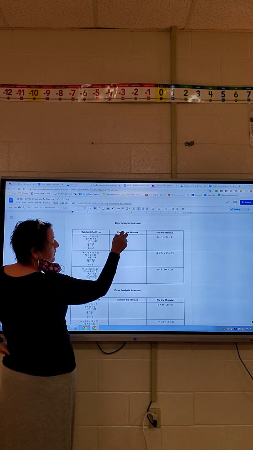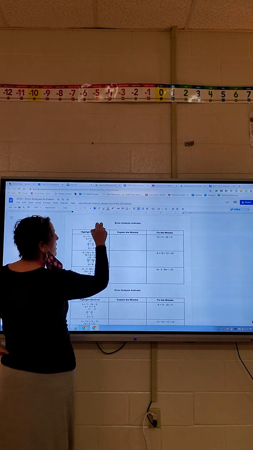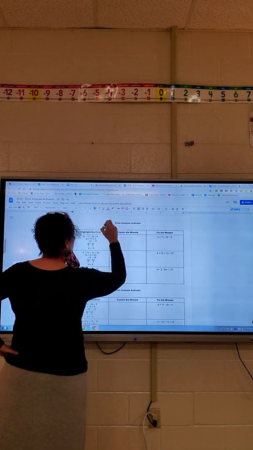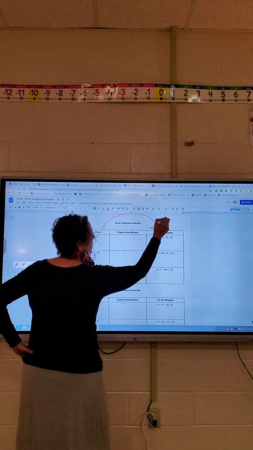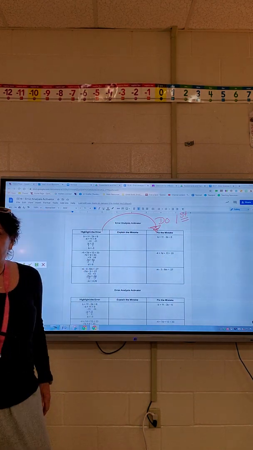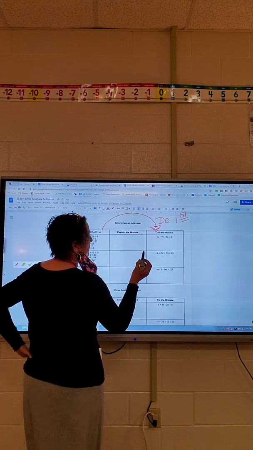This says highlight the error, explain the error, fix the mistake. Well, we're going to come over here and we're going to fix the mistake first. So on yours, we're drawing an arrow and we're putting do first. We're going to fix the mistake first. And the way to fix the mistake is to just work the problem. All right? Do we have a 2-step equation right here? No. What do we have? All right. We don't have distributive property. Now, what have we got to do to get this to a 2-step equation? We've got to combine like terms.